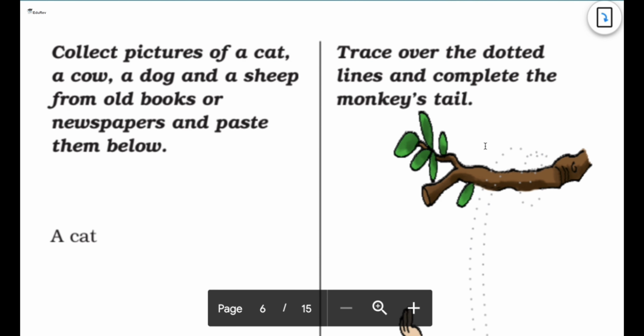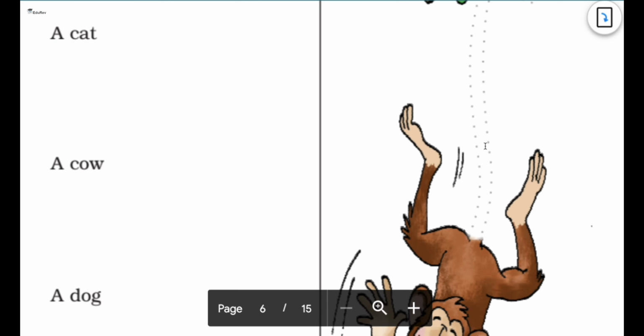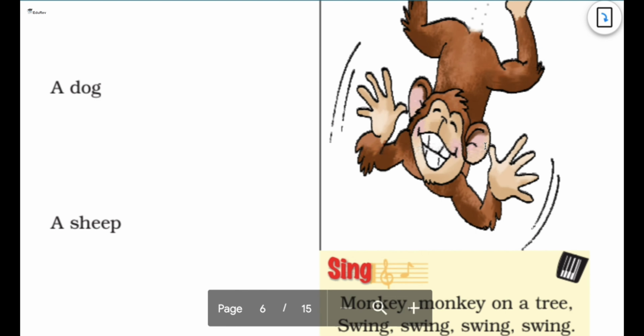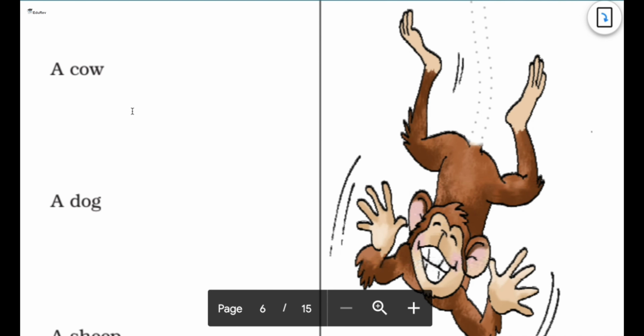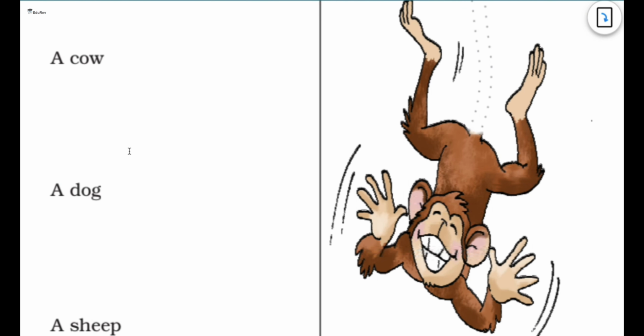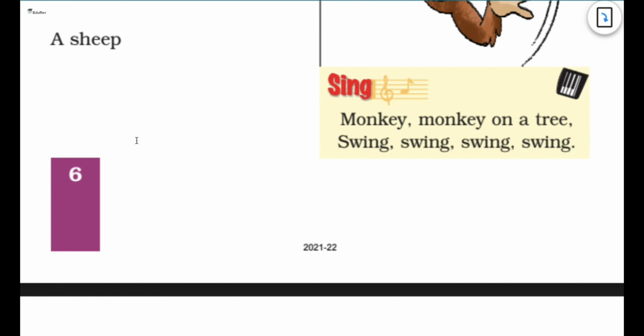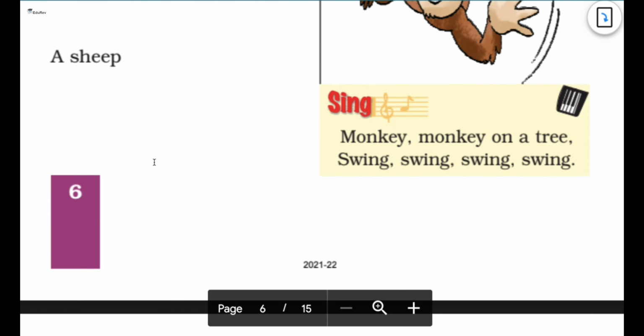Next is that you have to collect picture of a cat, a cow, a dog and a sheep from old books or newspapers and paste them here. So you basically have to collect picture of a cat, a cow, a dog and sheep, and then you have to paste them here. So for cat, you're going to paste it here. For your cow, you're going to paste it here. For dog, here. And for sheep, you're going to paste it here.